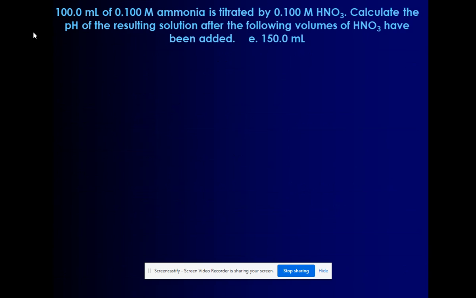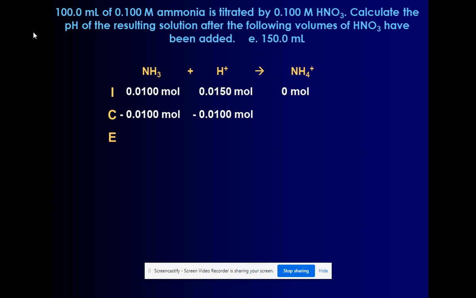Finally, we have part E, which is when we have added excess acid to our mixture. We still have the 0.0100 moles of ammonia, but now we have 0.0150 moles of hydrogen ions. So with that in mind, the ammonia is going to be our limiting reactant. We're going to take those moles away from both reactants and add them to our product. And when we do the math stoichiometrically, we get that we have about twice the amount of ammonium ions in moles as we do of hydrogen.